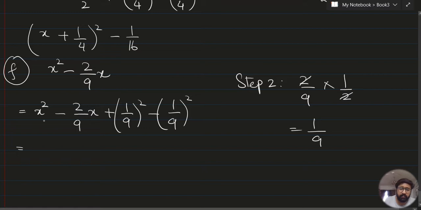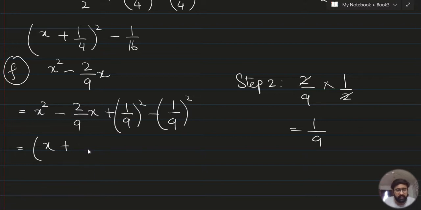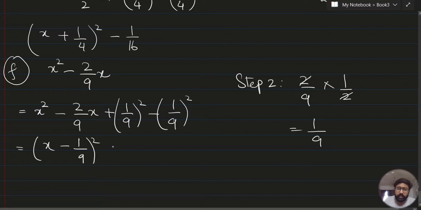So first three terms are making an identity, and they are making an identity as x plus, yes, negative, it's the second identity, so x minus 1 over 9 whole square minus 1 over 81. So this is the F part.